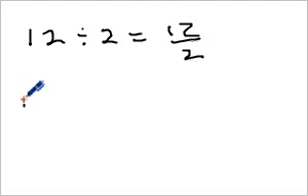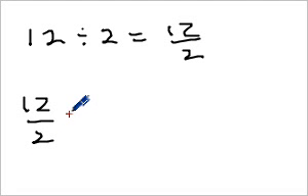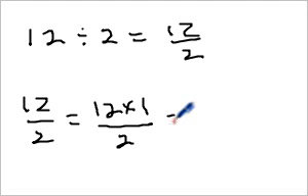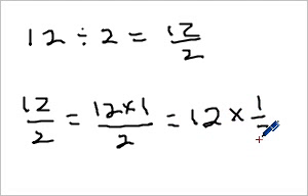Now if we take a look at that fraction, 12 over 2, we can also express that in a number of different ways. One of the ways we could express it is by saying it's the same as 12 times 1 over 2. Because you know how to multiply fractions, you know this is also the same as 12 times 1/2. So if we take a look at these two expressions, 12 times 1/2 and 12 divided by 2, because of this process you can see that they're exactly the same thing. So we've taken a division question and changed it into a multiplication question.